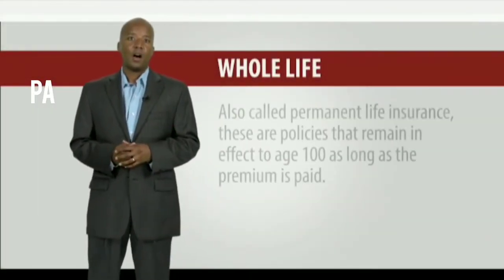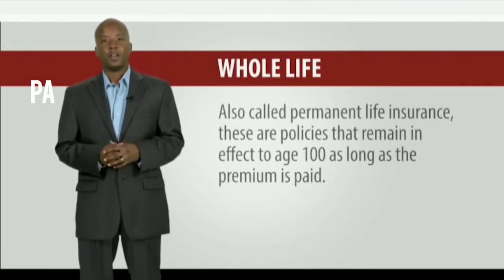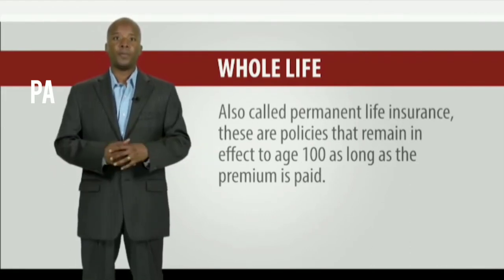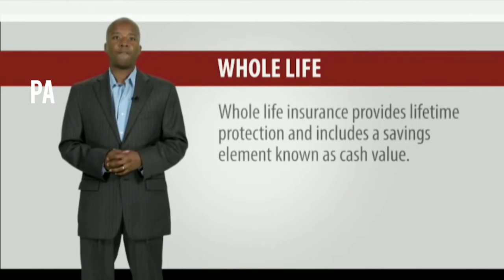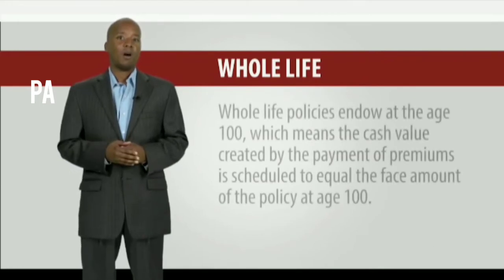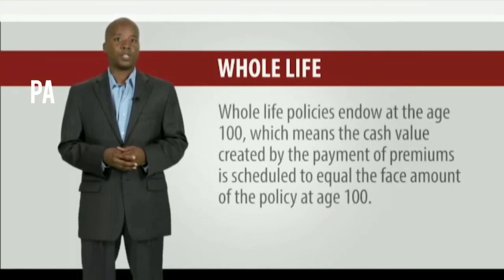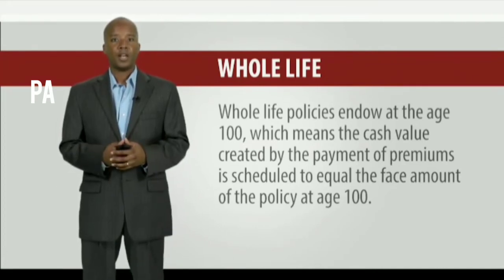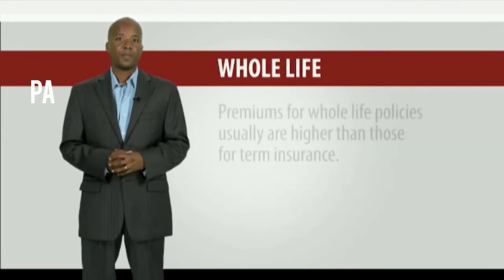Whole life. Also called permanent life insurance, these are policies that remain in effect to age 100 as long as the premium is paid. Whole life insurance provides lifetime protection and includes a savings element known as cash value. Whole life policies endow at age 100, which means the cash value created by the payment of premiums is scheduled to equal the face amount of the policy at age 100.